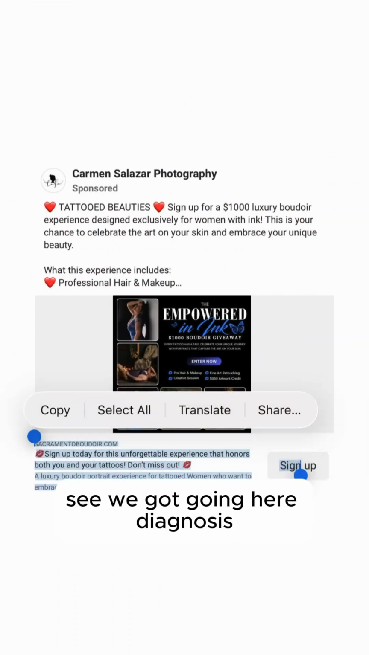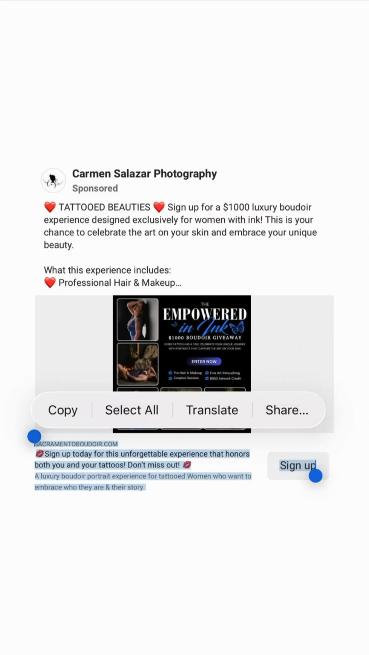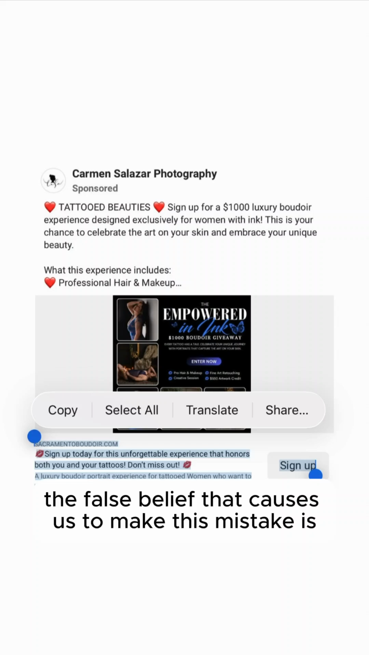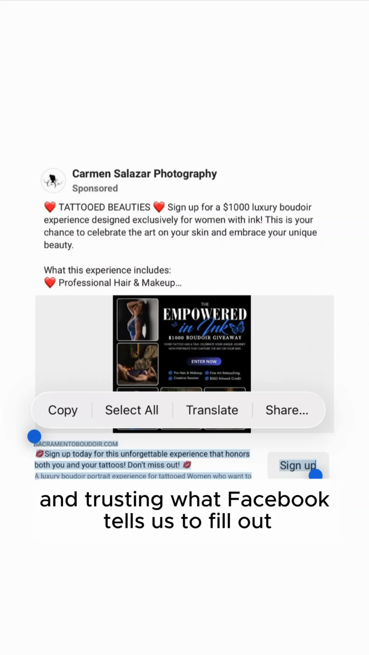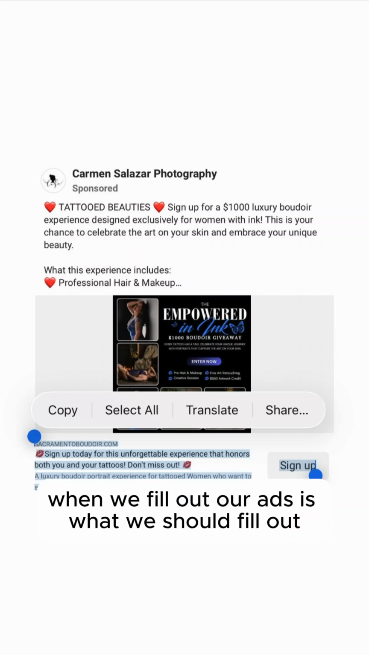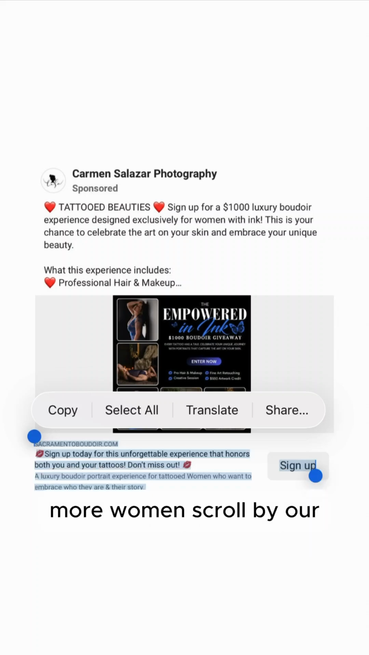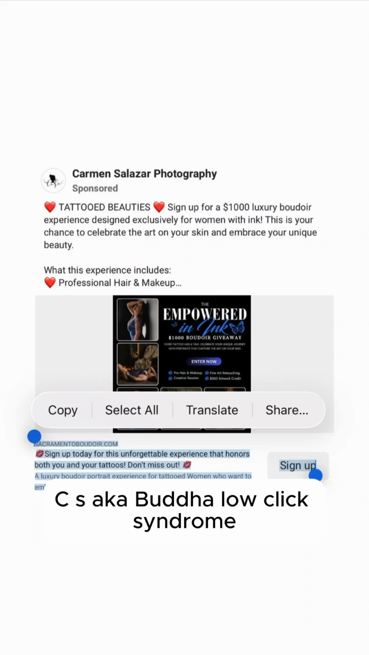See what we got going here. Going to diagnose to see if we believe it has BLCS, yes or no. So we got the below creative cluster mistake. The false belief that causes us to make this mistake is that we believe and trust what Facebook tells us to fill out when we fill out our ads is what we should fill out. The consequence of this, though, is way more women scroll by our Boudoir Facebook ad than necessary, pulling our unique CTRL under 6%, contributing to BLCS, aka Boudoir low click syndrome.